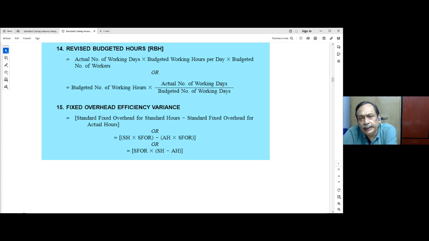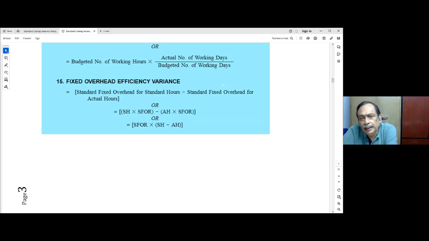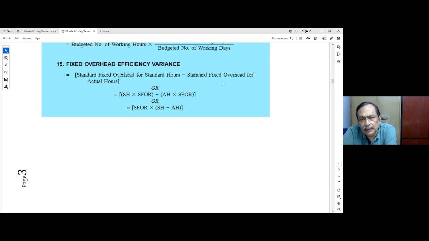Then fixed overhead efficiency variance will be the difference between standard fixed overhead for standard hours minus standard fixed overhead for actual hours, or SH into SFOR minus AH into SFOR, or SFOR multiplied by standard hours minus actual hours.